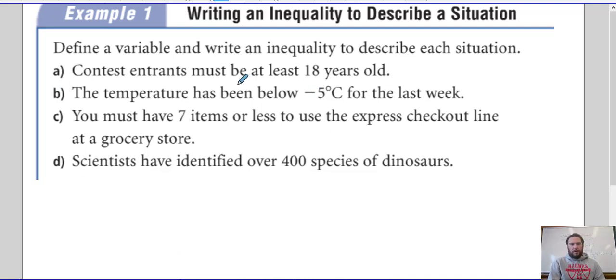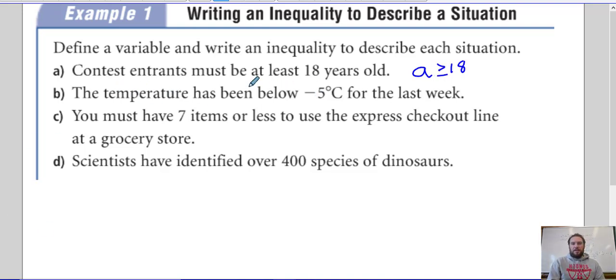So let's just take a look at a few of these. Contest entrants must be at least 18 years old. So just like with the last two sections, we have to be using a variable, right? And your variable can be whatever you want it to be. So in this case, maybe we'll do A for age, right? So the age is greater than or equal to 18. And again, I'm going to add this equal to piece because I want to make sure that an 18-year-old can be a part of my solution, okay?